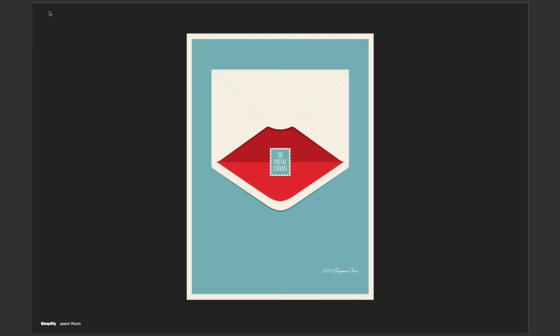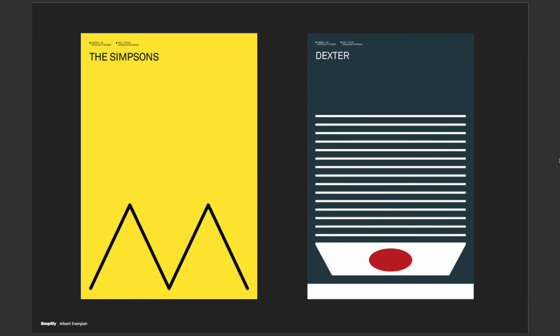with the postal-related imagery. This is a great series by Albert Exergian that is simplifying pop culture references down to their very basic forms. And I love this because it's a great way to engage a specific target audience. People that are fans of The Simpsons will be able to recognize that this is an illustration of Homer's head. But if you don't know The Simpsons, you wouldn't get it. And that's okay because this poster is really reaching out to fans. And so it's a really good way to engage a specific target audience and again, create that puzzle that when you decode it, you feel included and you feel rewarded.